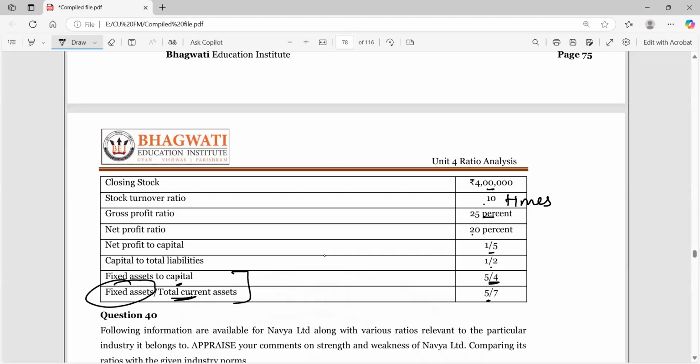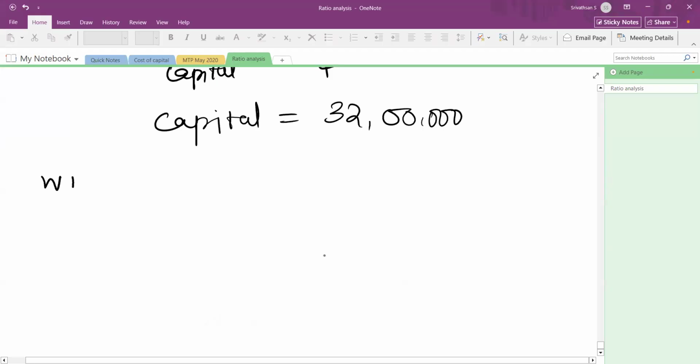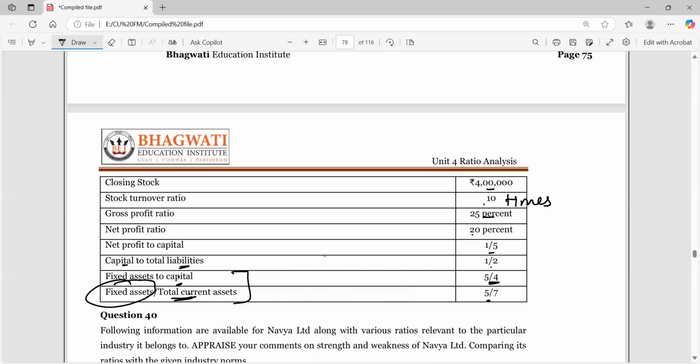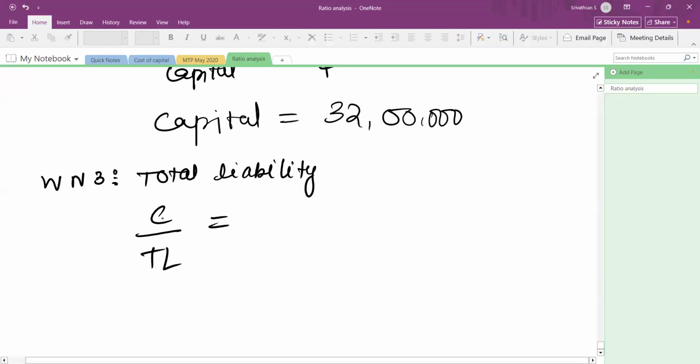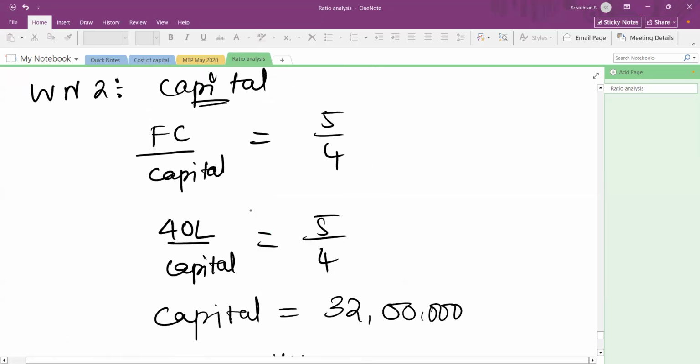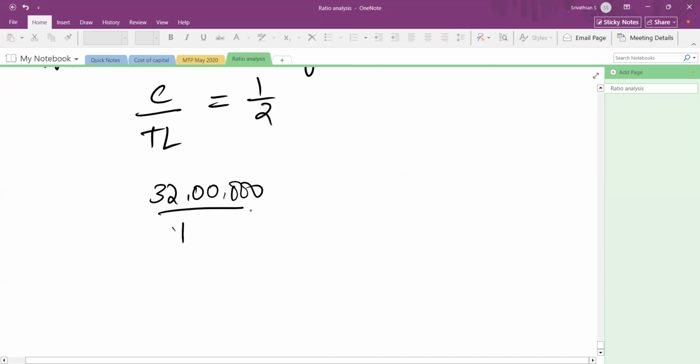Now listen, we have the capital figure. With this, we can calculate total liability. Right? So third working note, total liability. Capital to total liability is equal to 1/2. So capital is 32 lakh. Total liability is something which we need to calculate. Is equal to 1/2. So what is total liability?